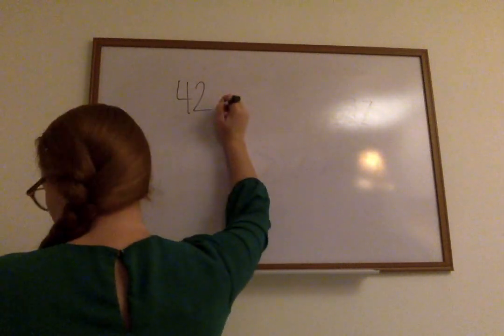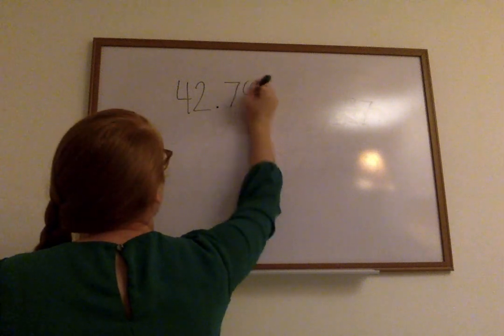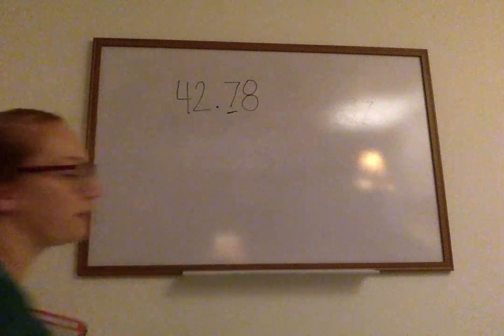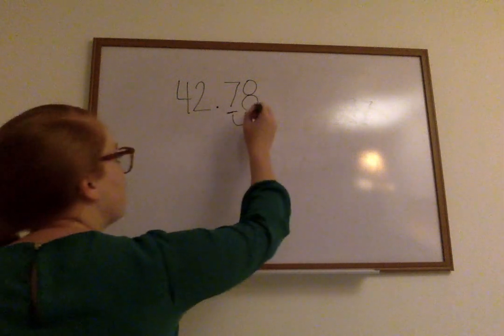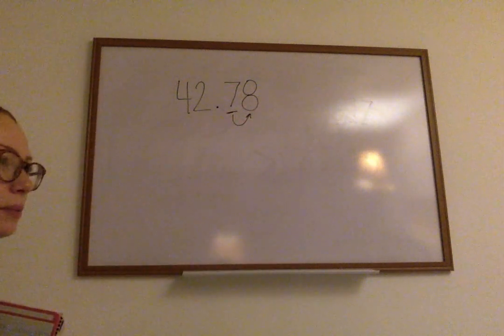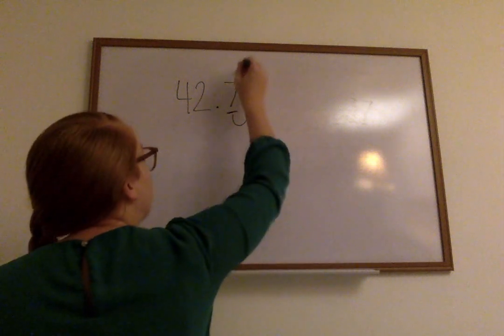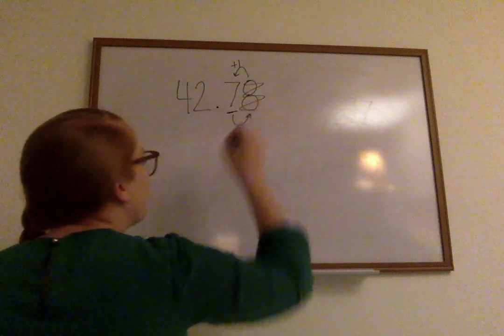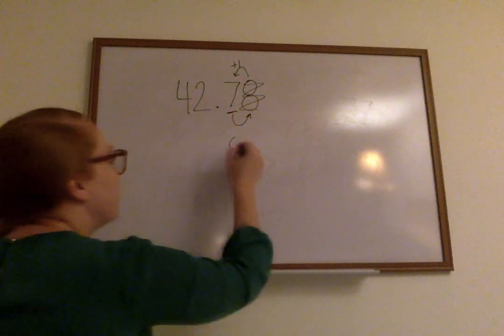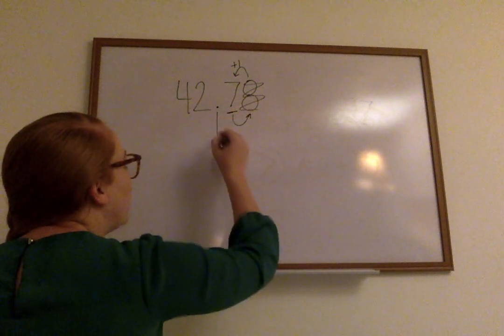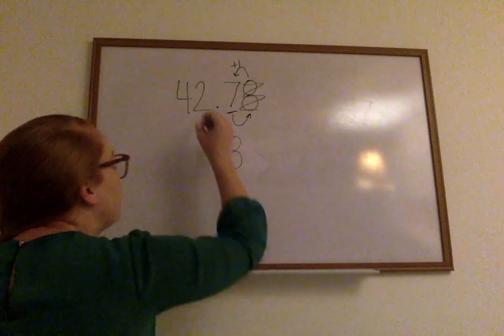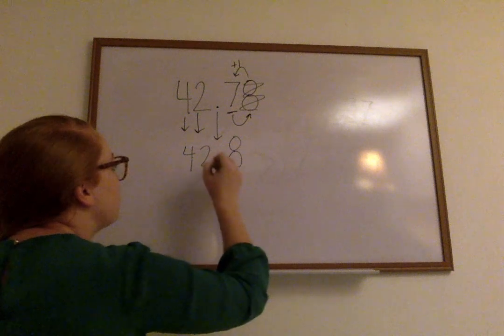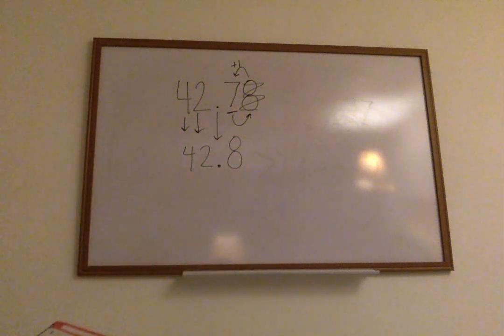What if I had 42 and 78 hundredths? The book told me to round with a 7. I'm going to look to my 8. Is my 8 5 or bigger? Yes. So that means I'm going to go to my 7 and add 1. I cross through my 8 because I no longer need it. 1 plus 7 is 8. Always bring the decimal down. Then my 2 and my 4 come right on down. There's my new answer.